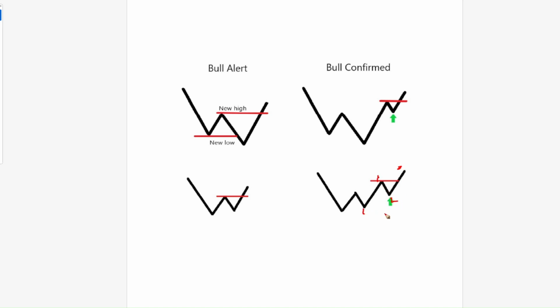We've now gotten enough action, and the simple way to do this in your own head is, if you can draw a real trend line, then you know you're in business.